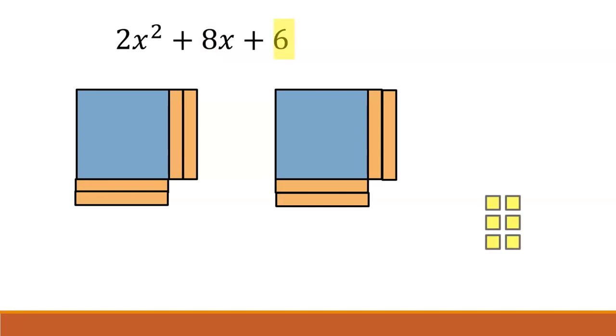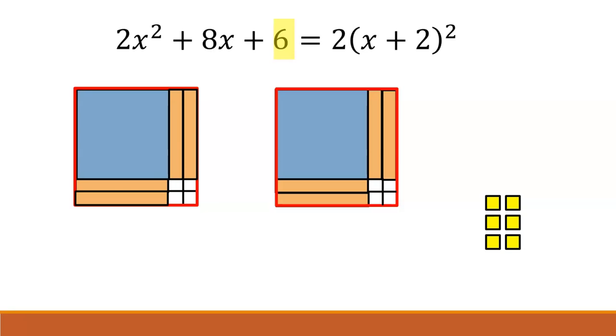The constant term of 6 means we have 6 unit blocks to use to try to fill up the 2 red squares. The area of each red square is x plus 2 quantity squared, and we have 2 of them. We'll distribute the 6 unit blocks equally to each of the red squares. We've used all of the algebra tiles from our original polynomial to complete the squares, but you can also see that we're missing 1 unit square in each of the 2 squares. So the area of the original polynomial is actually 2 units less than the area of the 2 squares we've completed.